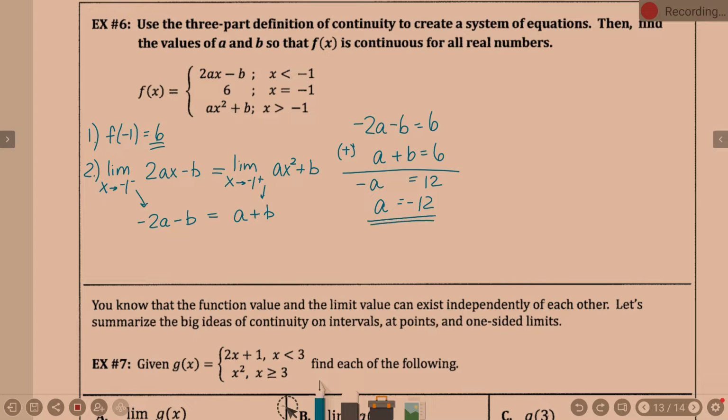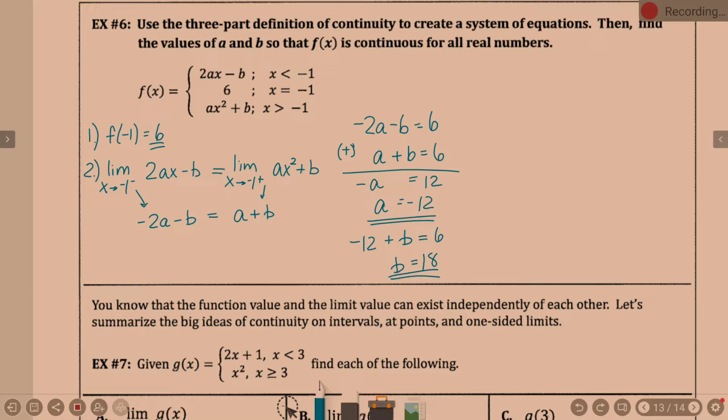If a is -12, can you find b? Gosh darn it. If a plus b is 6, then -12 plus b equals 6, and so thus b is 18. I got it there.